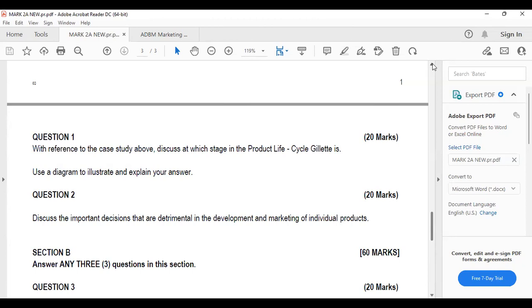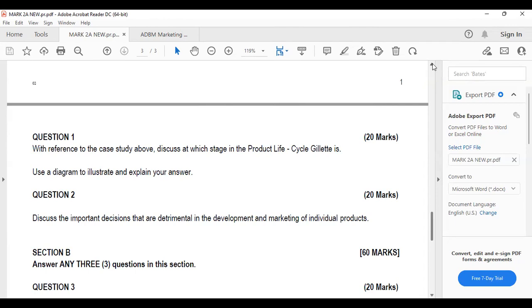So today we'll be discussing. I won't be the only one talking. I also want you to speak. But let me take you through question number 1 and give a background and how we can try to answer the question. Now, the question here is with reference to the case study above. There is a case study which we'll go through together. With reference to the case study above, discuss at which stage in the product life cycle Gillette is.